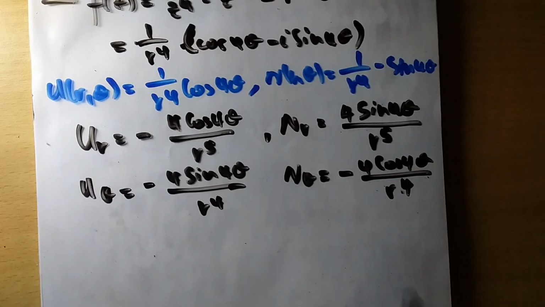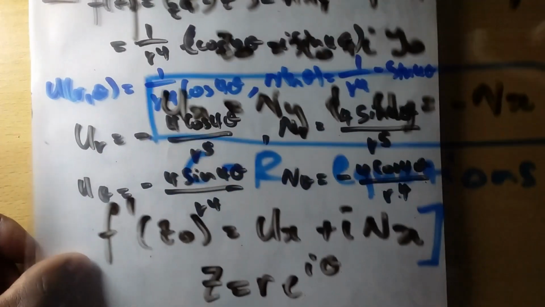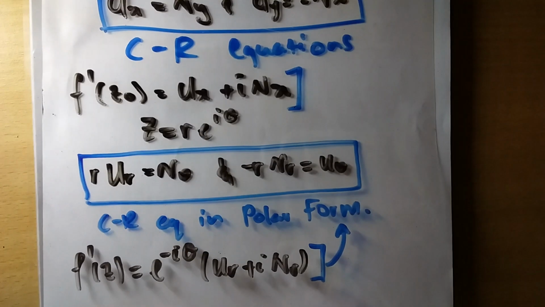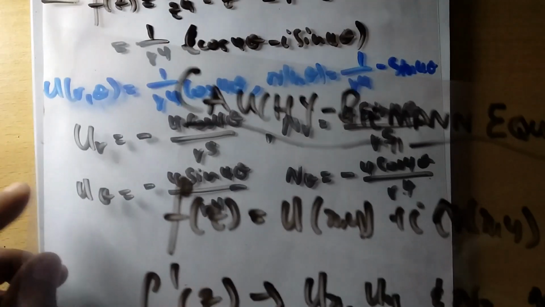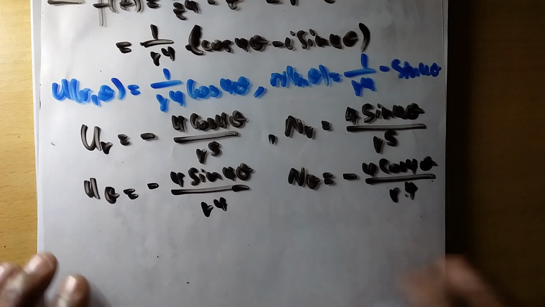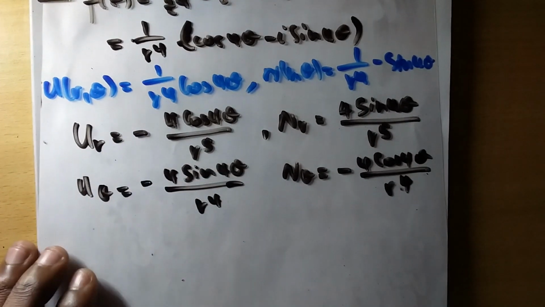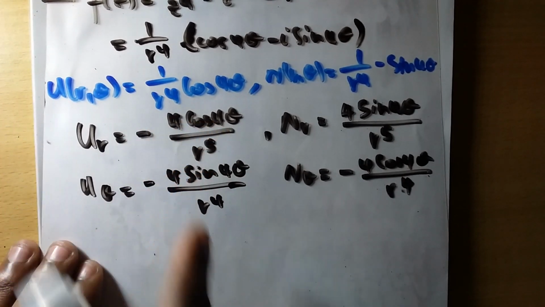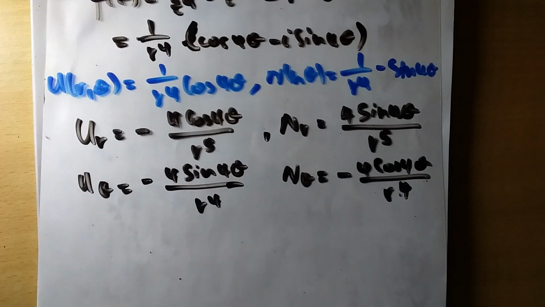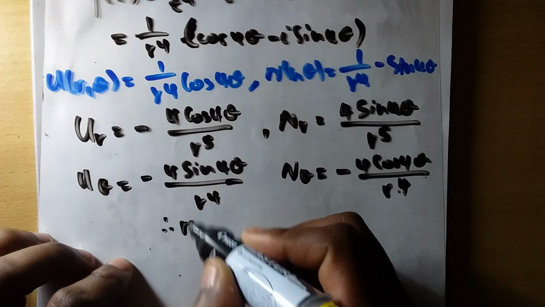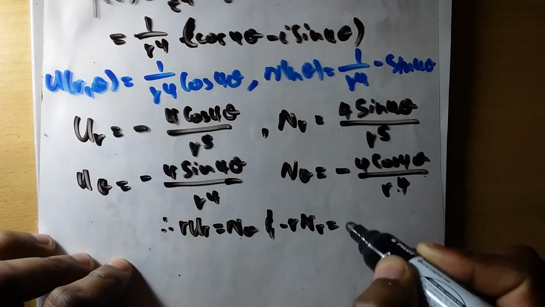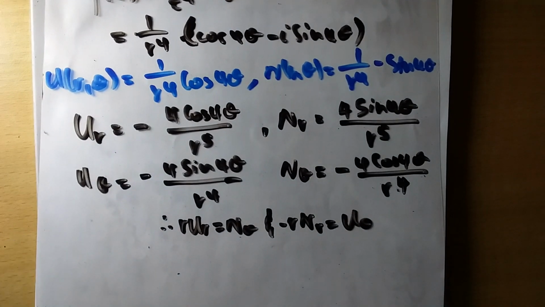Okay, so we can check whether the Cauchy-Riemann equations in polar form hold. Let us check them, guys. r u_r must equal v_theta, and negative r v_r should equal u_theta. So let us check. r u_r equals v_theta. Yes, if I multiply this by r, it becomes negative 4 cos 4 theta divided by r to the 4, which equals that one. Therefore r u_r equals v_theta, and negative r v_r equals u_theta.